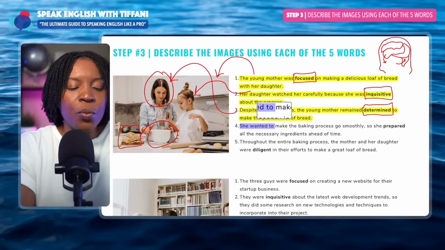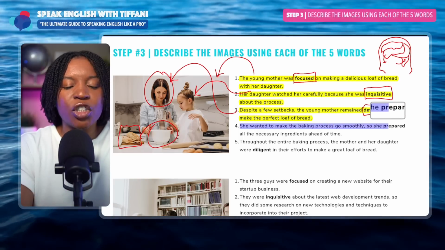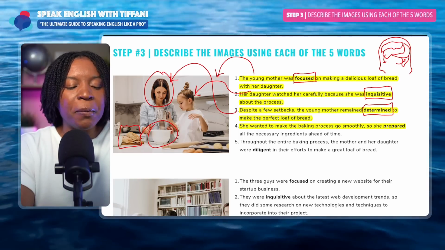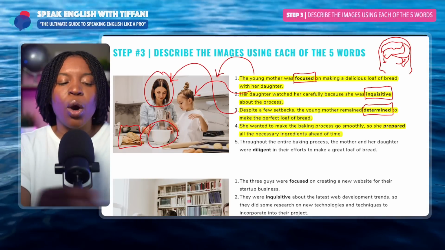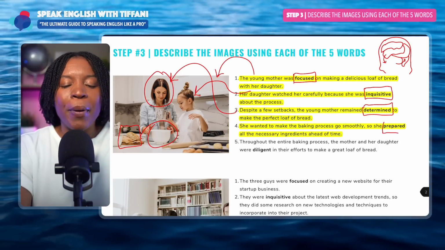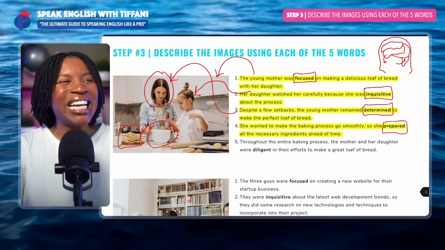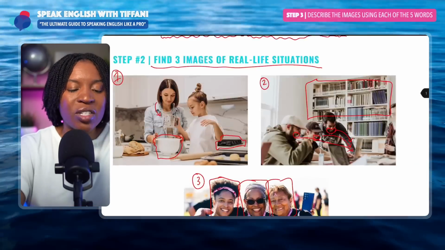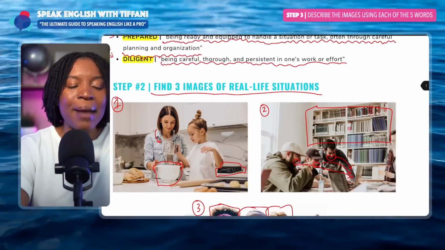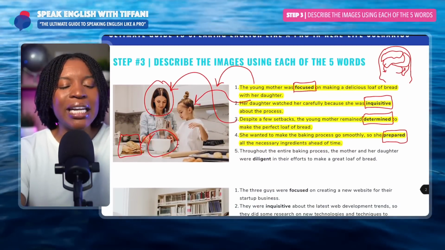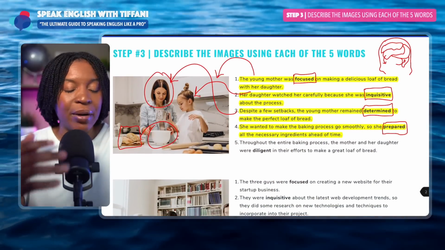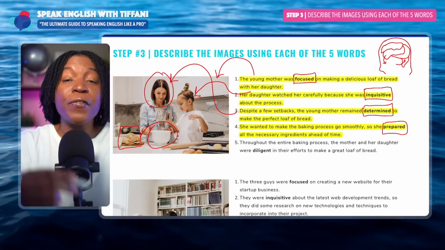Here we go. She wanted to make the baking process go smoothly, so she prepared all the necessary ingredients ahead of time. What's the key word? Prepared. Again, we're using each of the 5 words from step 1 to describe the images from step 2. And we're seeing that we're putting everything together now very simply. What about the 5th word?